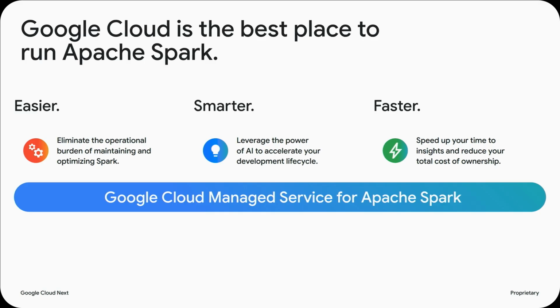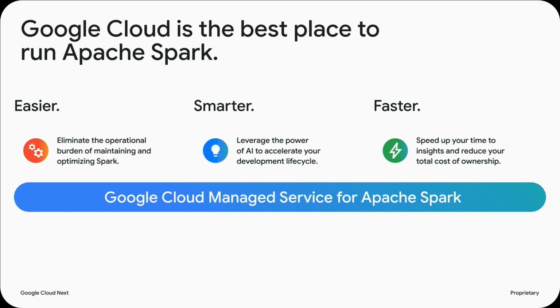The thing which I did want to highlight here is that we are changing the name of Dataproc to Google Cloud Managed Service for Apache Spark. I know it's a mouthful. It's a mouthful for me, too. But the key focus is for the new customers who are new to Spark, it's very hard for them to correlate between Dataproc and Spark, and we are making it easier for new users to come in and say, yes, we have a managed service for Apache Spark.